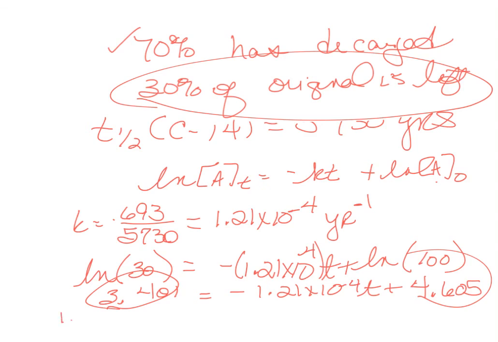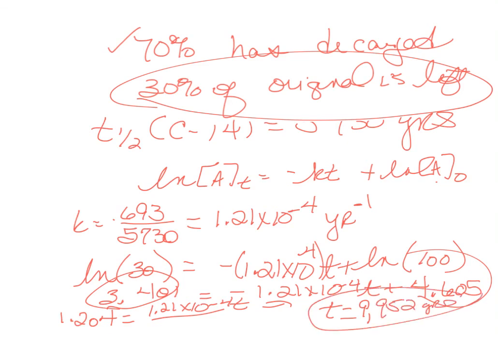And so I'm going to get 1.204, I'm carrying extra digits at this point, equals 1.21 times 10 to the minus 4 t. And so I'm going to divide both sides by 1.21 times 10 to the minus 4. And by doing that, I'm going to get that t equals 9,952 years. So that's it, and that's it for the PowerPoint.